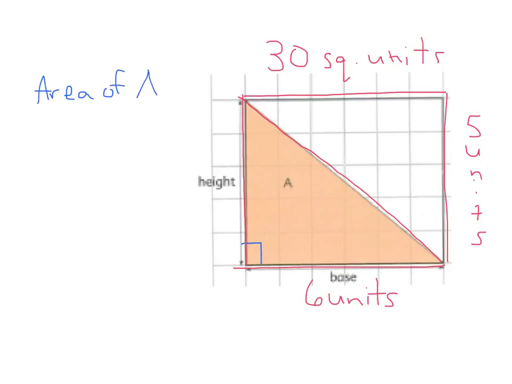So we could say that the area of triangle A is equal to, we could go with 30. Let's call the unit centimeters, so we'll say it's 30 square centimeters. Remember, it has to be square units because we're talking about area.